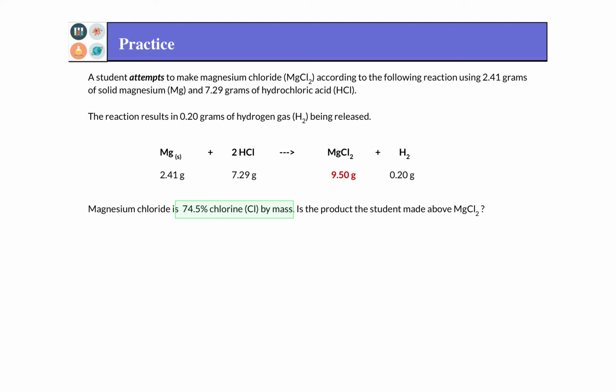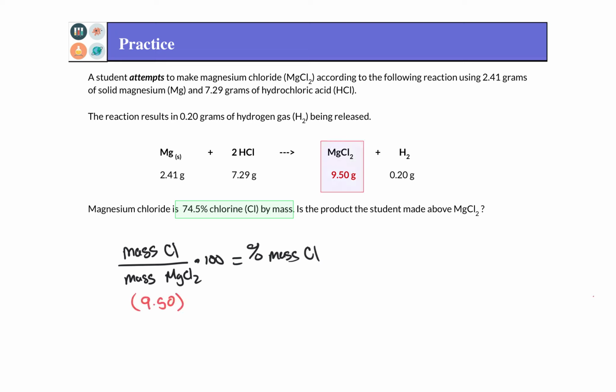Well, to know that, we need to do the mass of the element divided by the mass of the total compound times 100 to get a percent. So we need to know how much chlorine is in that compound. We know the total compound is 9.50 grams. To know the mass of chlorine, we've got to think, well, where did the chlorine come from? The chlorine all came from the hydrochloric acid. And we actually know how much hydrogen is produced. We know that there's 0.20 grams of hydrogen.